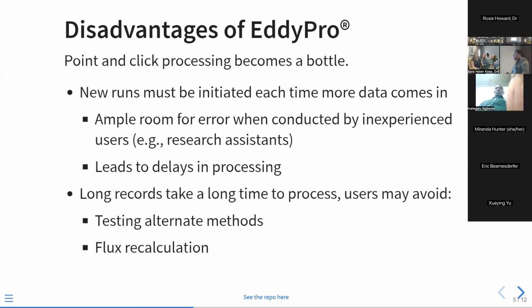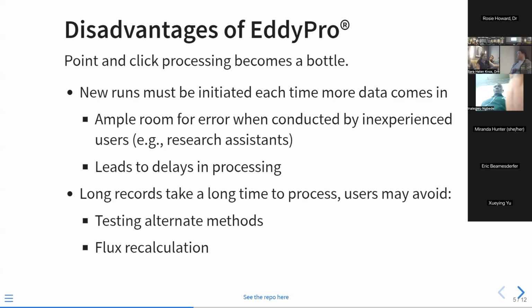The drawbacks are when you get to processing large volumes of data, right? The point and click procedures become a bottleneck when you're dealing with multiple site years of data, multiple sites worth of data. New runs have to be initiated each time data comes in. So if you're dealing with a site that's online and you're pulling new data every month or something like that, somebody has to go around and process that data.